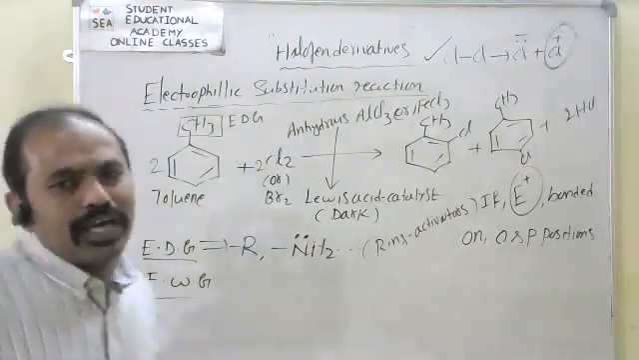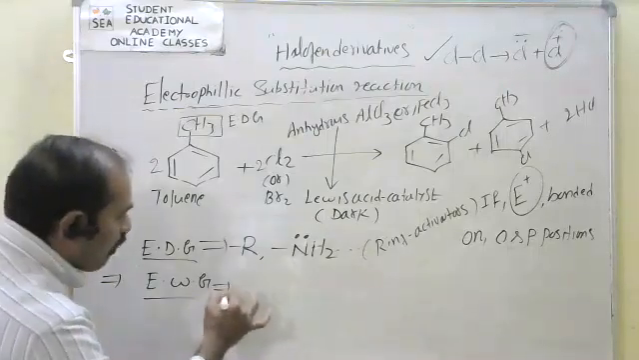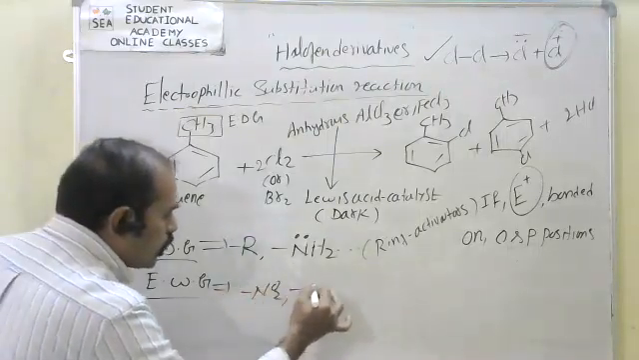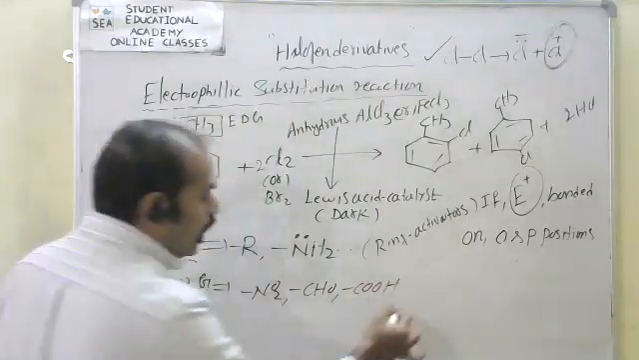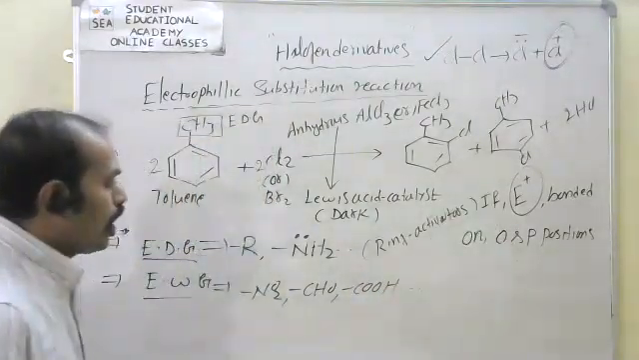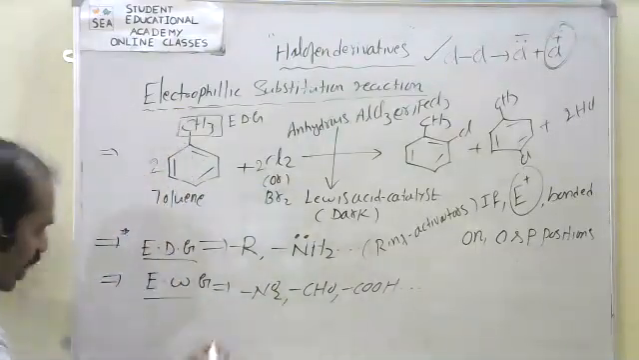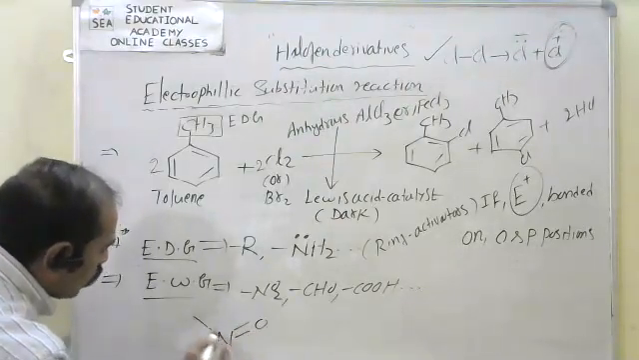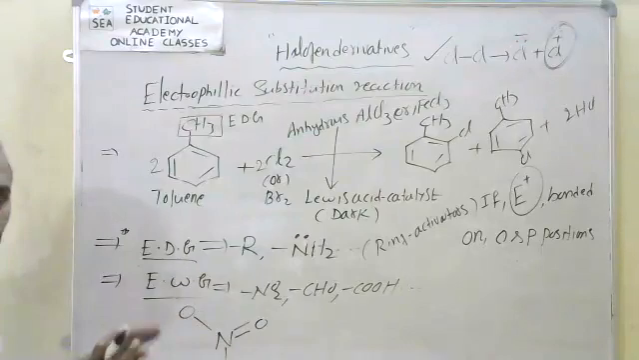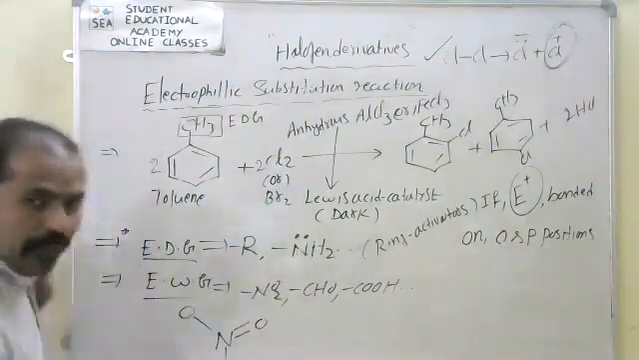Next, see, electron withdrawing groups. Some groups are called electron withdrawing groups. Generally, the nitro group, CHO group, and COOH group are electron withdrawing. How do we know an electron withdrawing group? See, NO2 has this structure. In NO2 there is generally no lone pair. Where a lone pair is there, that is electron donating. Here there is no lone pair.